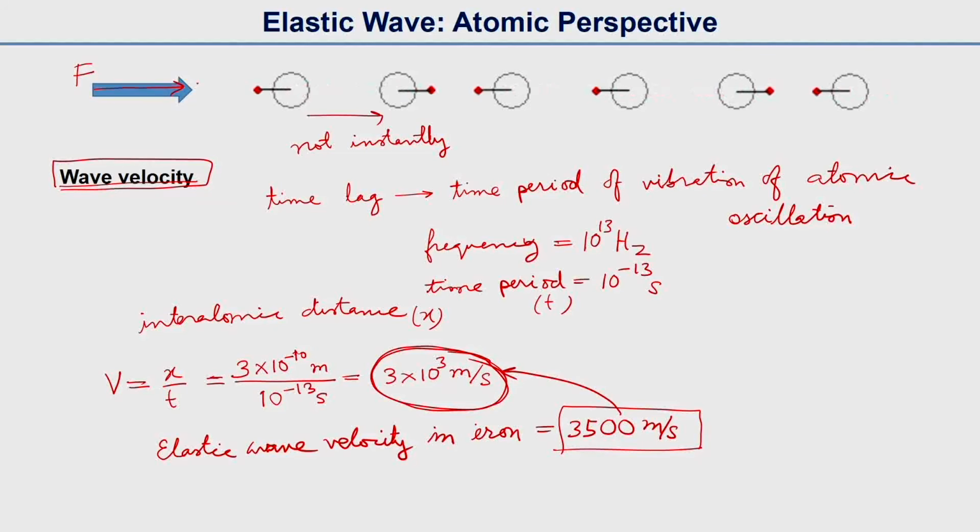What we did here is discuss how the disturbance, that is the force or the internal stresses, transfers from one atom to another atom. It takes a time of 10 to the power minus 13 second, which is the time period of atomic oscillation, and we know the interatomic distance. We are considering iron as our material, and that gives us about 3 times 10 to the power 3 meter per second wave velocity.